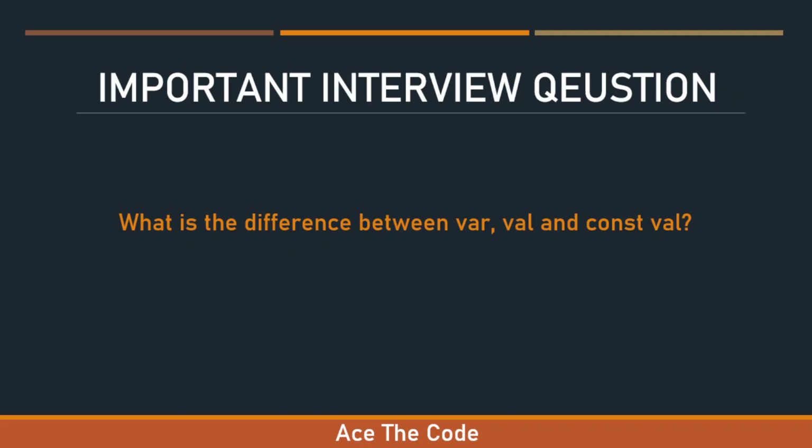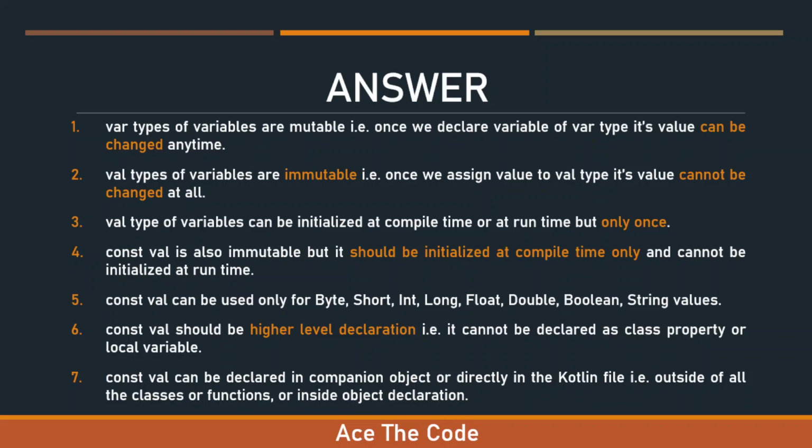Another important difference between val and const val is for val type of declaration, nullable data types are allowed, whereas for const val type of declarations, nullable values are not possible. These are the differences. The differences are listed for your reference over here. You can take a screenshot and you can note it down for your future references.